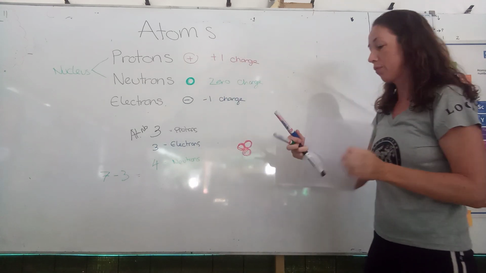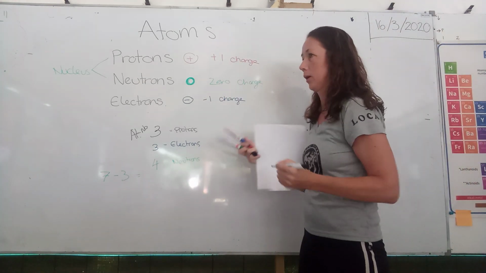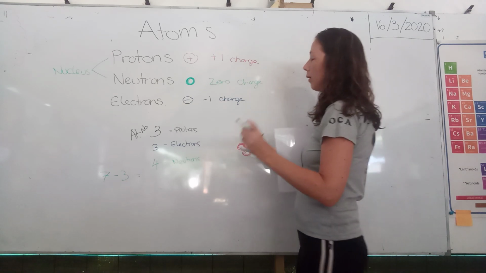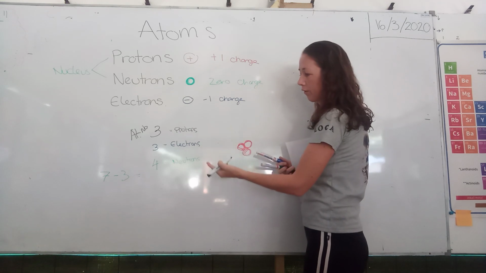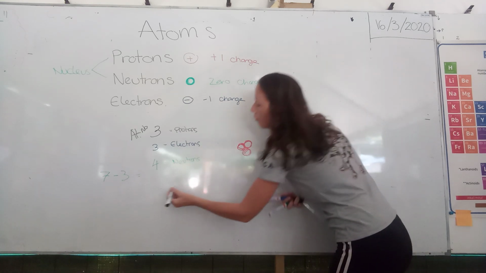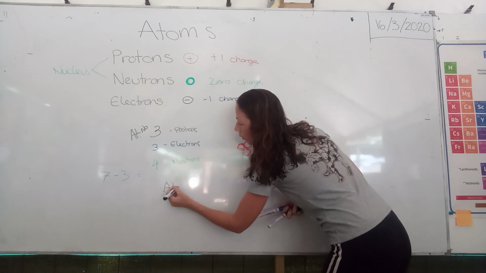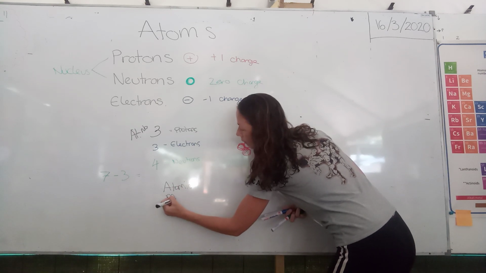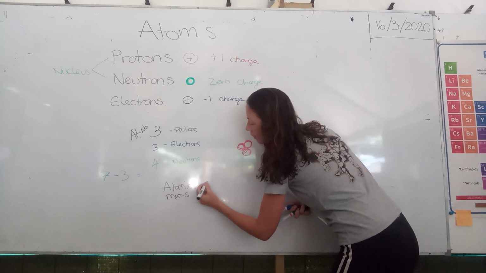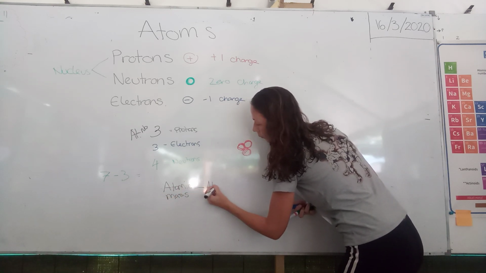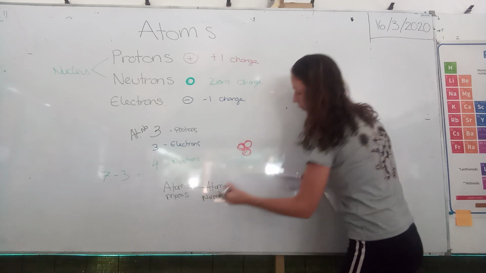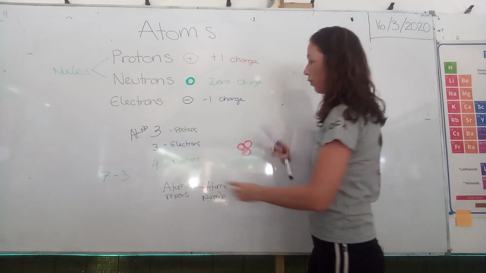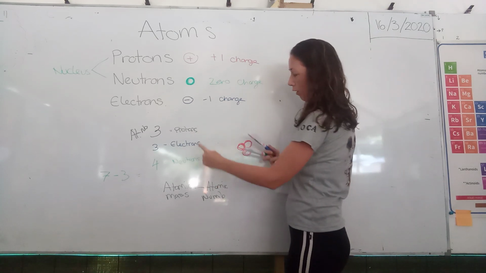So we know now that the atomic number is protons. Electrons is the same as the protons, and to find the neutrons you do the atomic mass minus the atomic number. Okay, so we now know that it has 3 protons, 3 electrons and 4 neutrons.